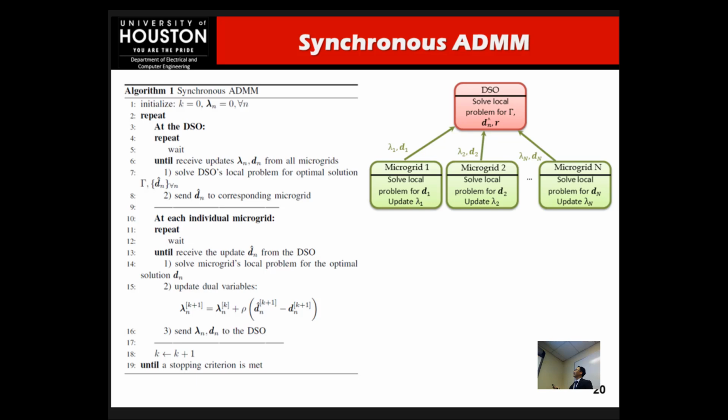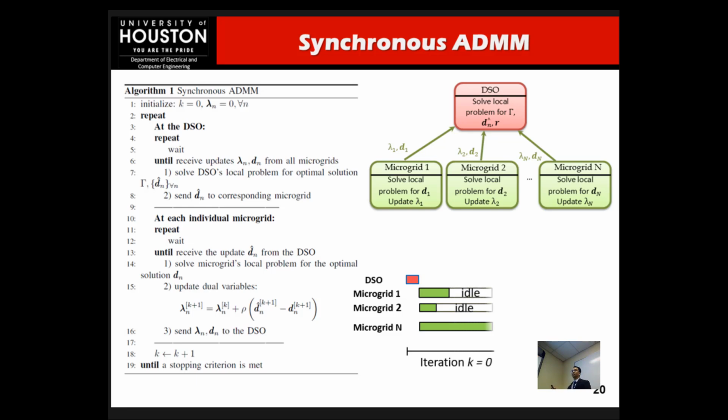But our distributed algorithm here is a synchronous algorithm. It means that after the DSO finishes the calculation and sends information to the microgrids, the microgrids will do the calculation. The DSO can start a new iteration only if it receives all information from the microgrids. It means that the DSO has to wait for all microgrids to finish the calculation before it can start the new iteration. As you can see, we have one disadvantage here. If the number of microgrids in the system is very large, this algorithm might take a very long time to converge to the optimal solution.